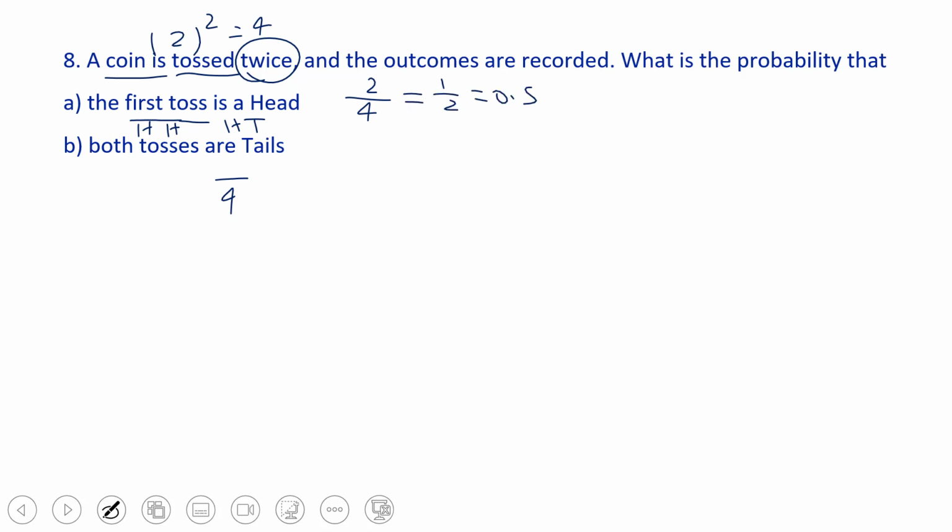Okay. For the second one, both tosses are tail. So you have only one option of this, right? So you have 1 out of 4, which is 0.25.